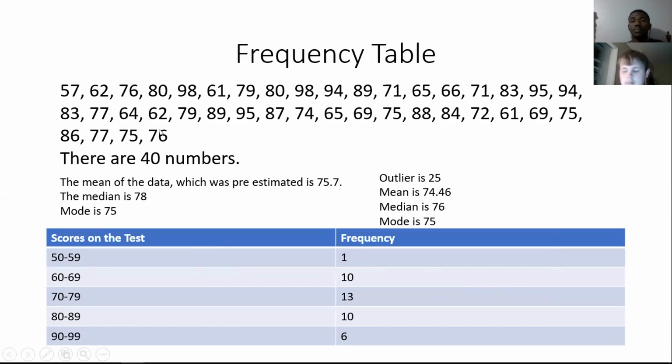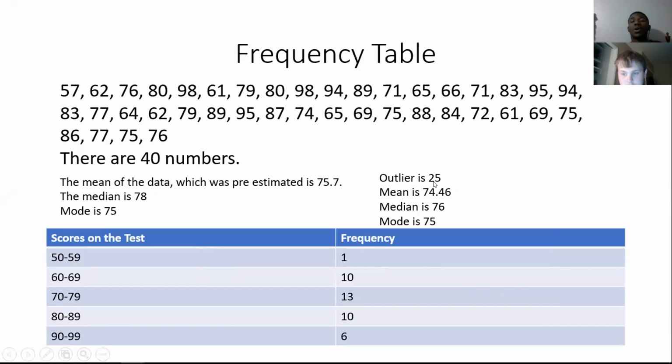And on here, you don't see a 78 at all. I believe I have a 77 and a 79, and what happened is that we had it in the middle of 77 and 79. So 78 was my median. And then the mode of the data, which is the number that showed up the most, is 75.